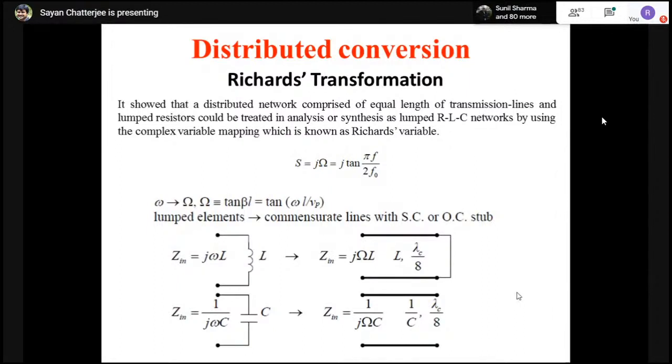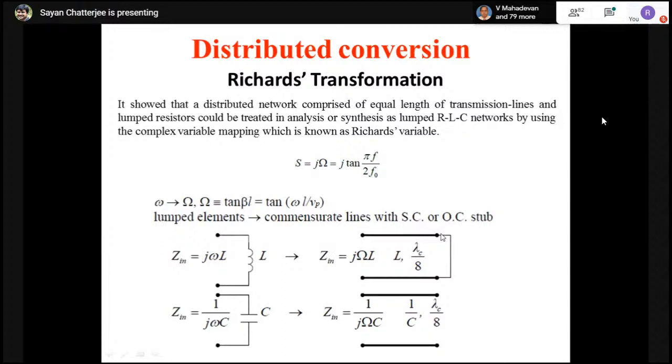So what actually happens? You can see from this figure, you need an L. We know the L impedance is basically j omega L. So if you have a lambda by 8 line that is short circuited, as per the short circuited line graph of ZSC, the tan beta L plot, going between 0 and infinity, you will obtain an input impedance which is very close to j omega L.